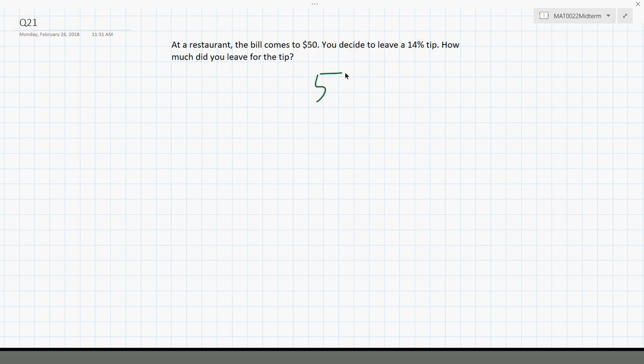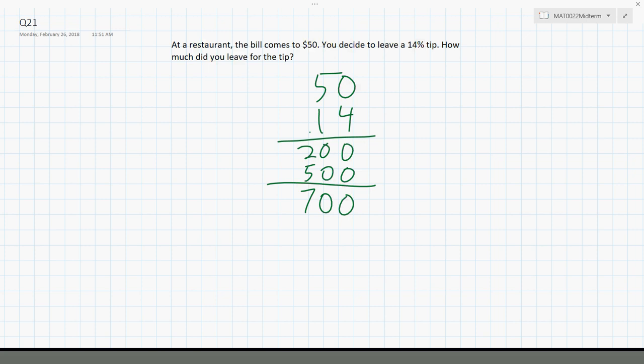Okay. So we got 50. And I got 14, so I'm just going to put 14 below it right now. I know that the point is right here, but I'm going to ignore it right now. So 4 times 0 is 0, 4 times 5 is 20, so we're going to put a 0, put a 2 here. Then 1 times 0 is going to be 0. I put a 0 for the placeholder, 0 for that one, and 1 times 5 is 5, right? That means we're going to get 700. We got 2 decimals to move back, right? 1, 2. So that means my tip's going to be $7.